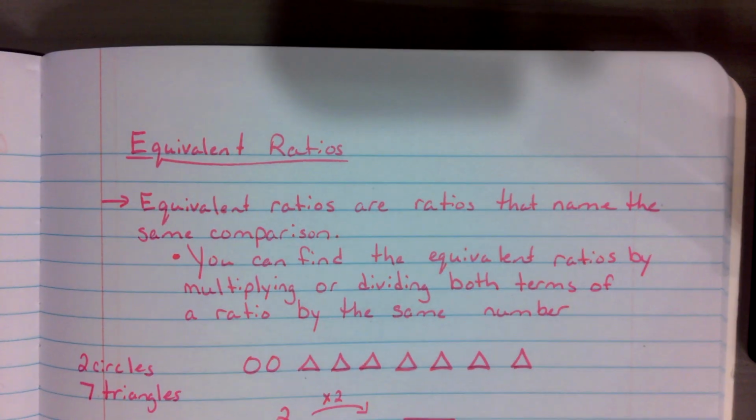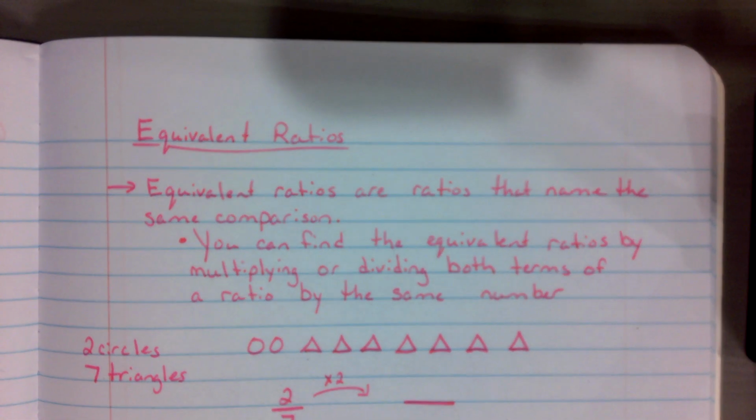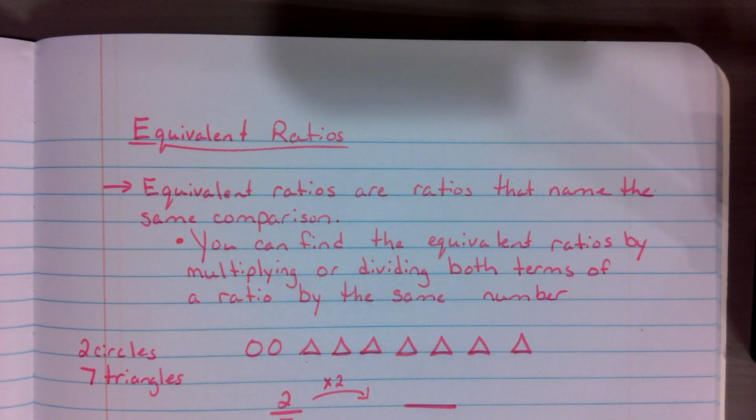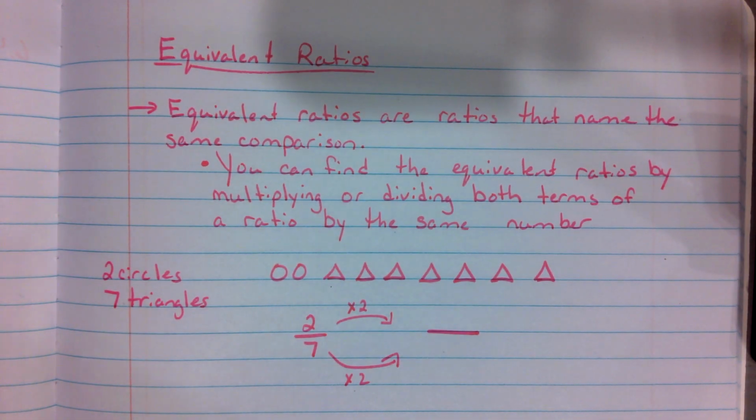Next, we're going to look at equivalent ratios. Equivalent ratios are ratios that name the same comparison. You can find the equivalent ratio by multiplying or dividing both terms of a ratio by the same number. So you know how to do this, it's going to sound confusing until we see it.